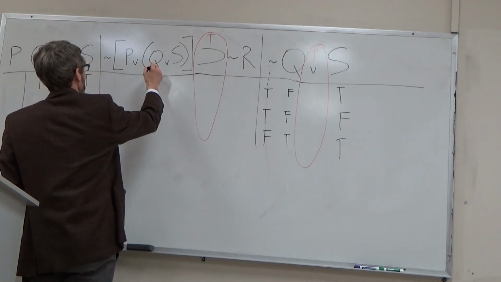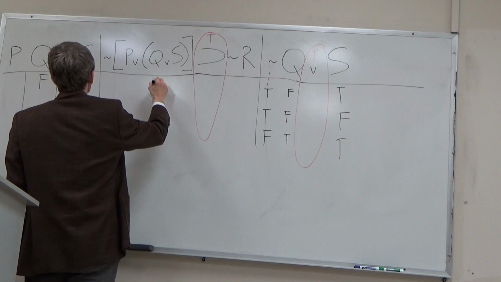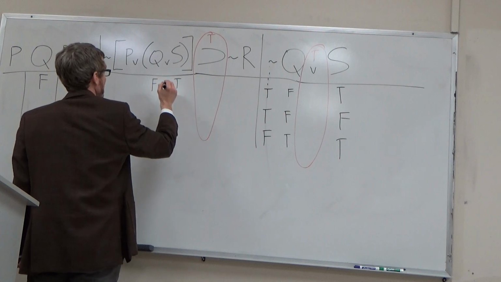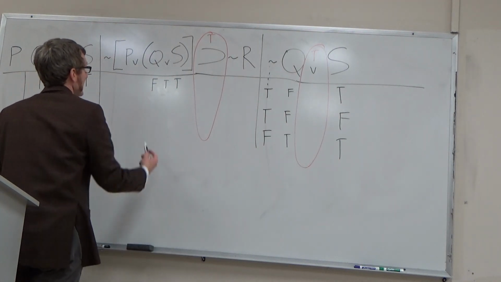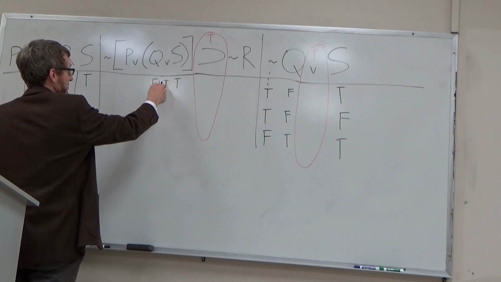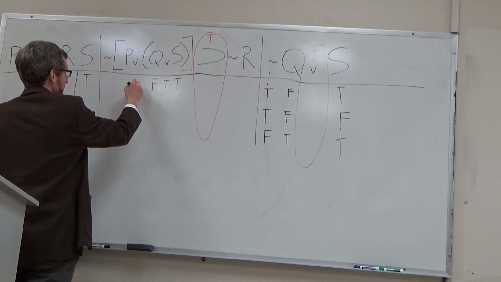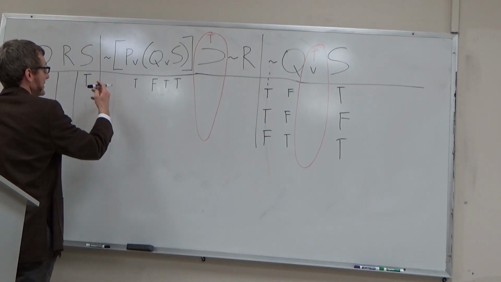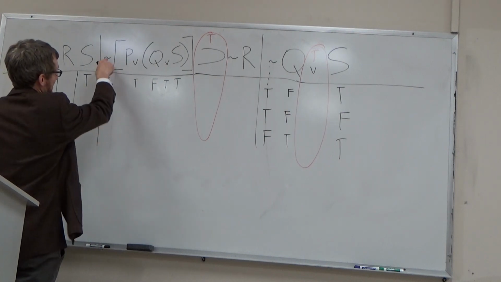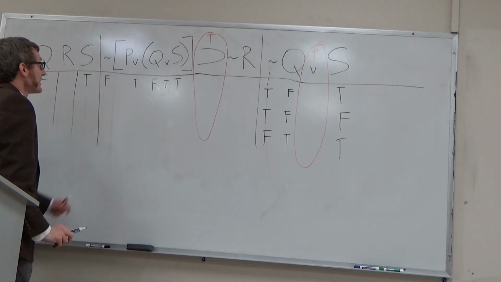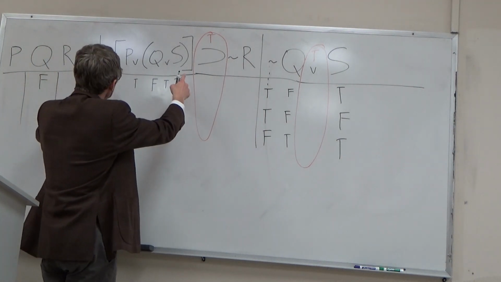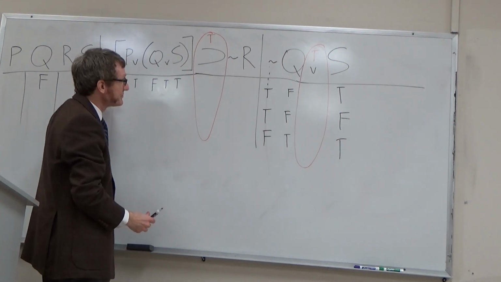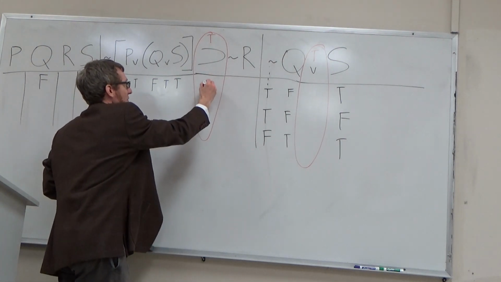So if we know that Q is false and S is true, then that means that the wedge here is true. We've got one true disjunct. And if the stuff in parentheses is true, then this wedge is true. And if this wedge is true, then that means that the negation is false, because it's the negation of all of this. So if the antecedent of a conditional is false, then what do we know about the conditional? That's right, it is true.